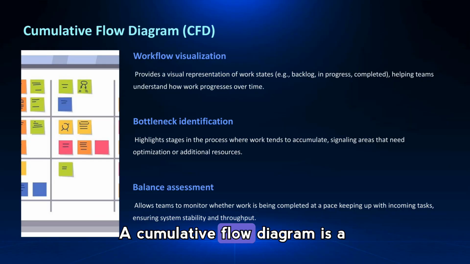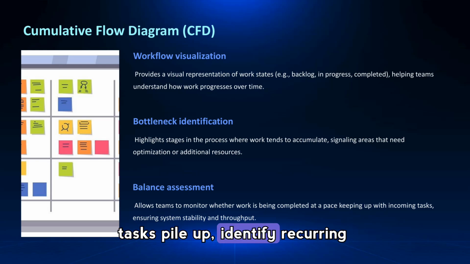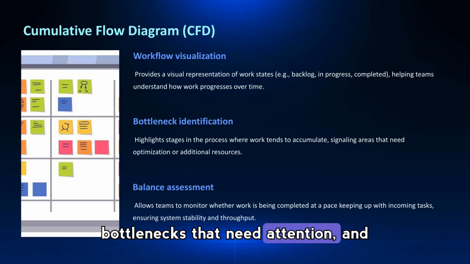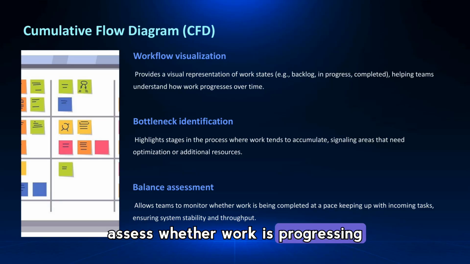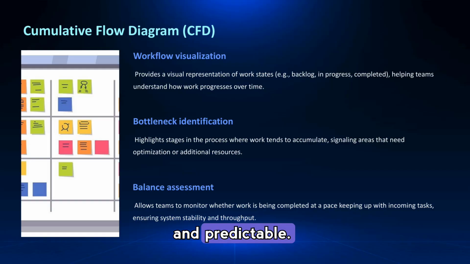A cumulative flow diagram is a visual chart that shows how work accumulates across stages over time. It helps teams spot where tasks pile up, identify recurring bottlenecks that need attention, and assess whether work is progressing at a pace that matches incoming demand to keep the system stable and predictable.